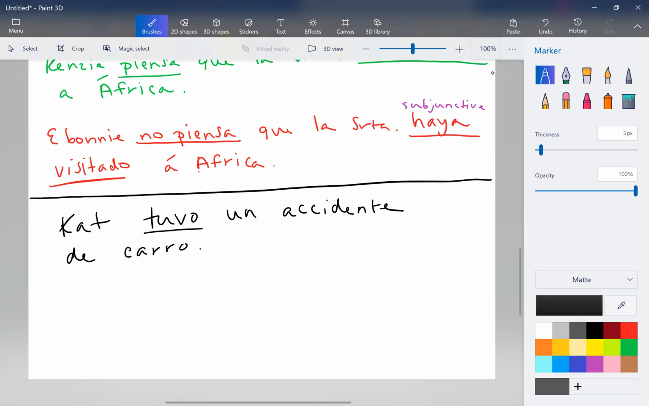All right, so we can see that had here is in the preterite because it happened. Kat had a car accident. And does anyone not think she had a car accident? We all seem pretty sure that she did. So we're gonna say this is the second one. Es una lástima. It's a shame.